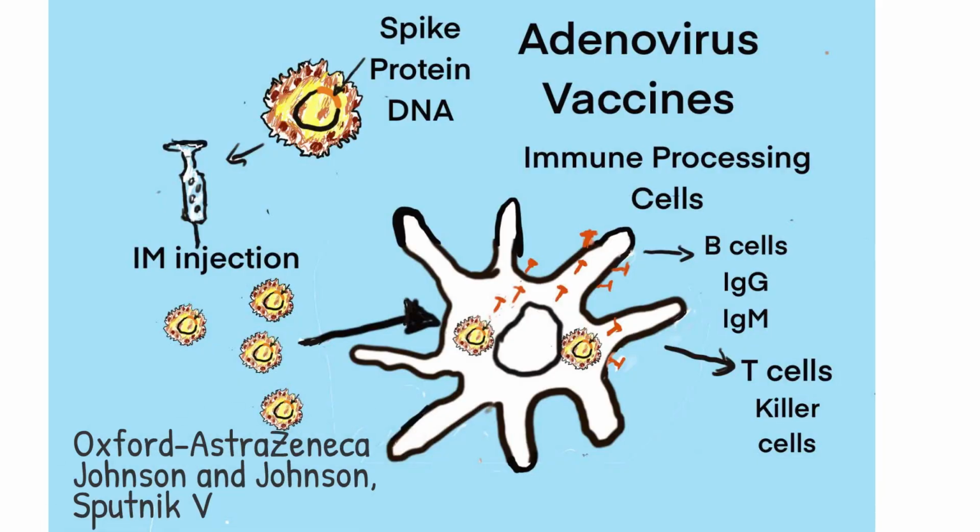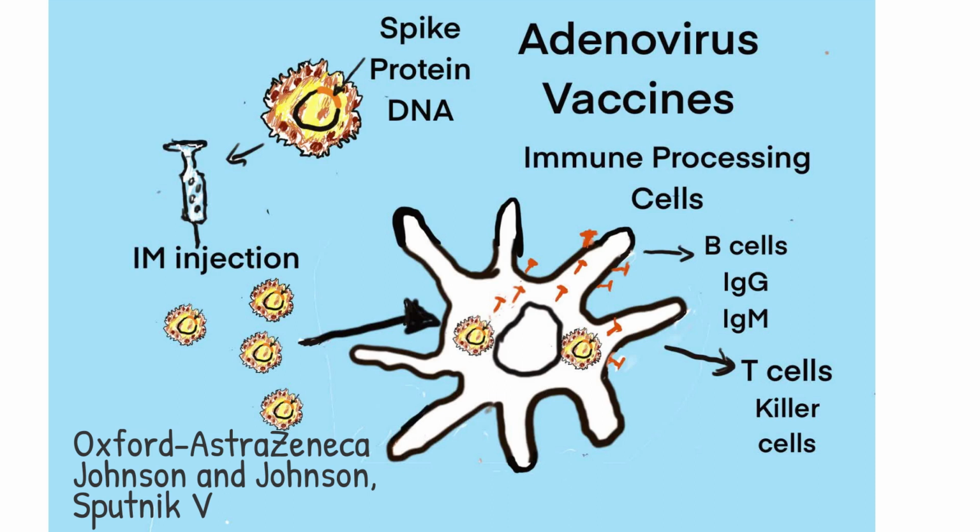Next are the viral vector vaccines. Both the Oxford AstraZeneca and the Johnson & Johnson vaccines, as well as the Sputnik V vaccine, have used an adenovirus that is unable to replicate or produce new virus. This single-stranded DNA virus has been used in gene therapy for over 20 years.